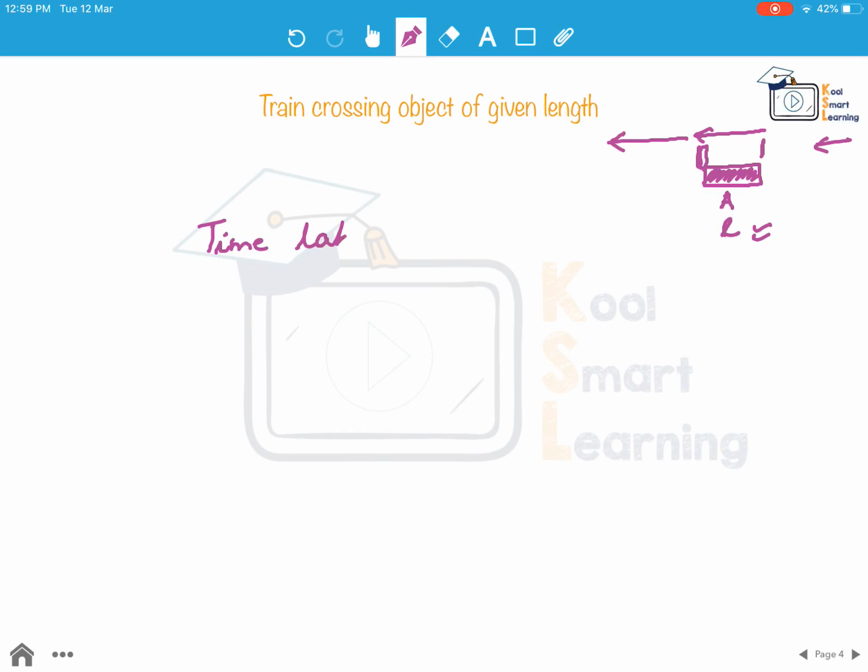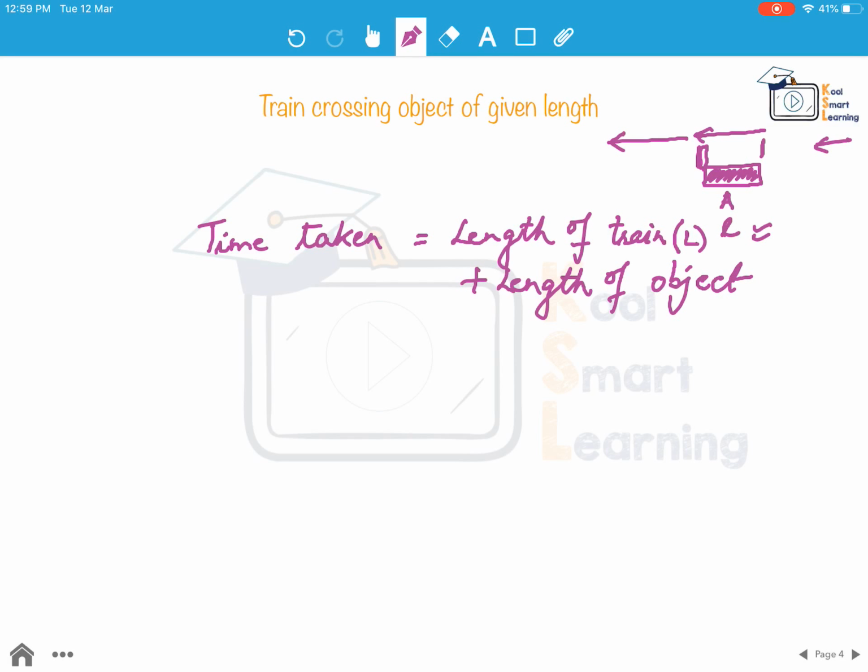So we'll say time taken will be given by length of train, let's take it as capital L, plus length of object divided by the speed of train, because the object is still stationary, right? So the object is not moving. So we're talking about the length of train plus the length of the object is the distance that it has to travel with its speed, which is the speed of the train.